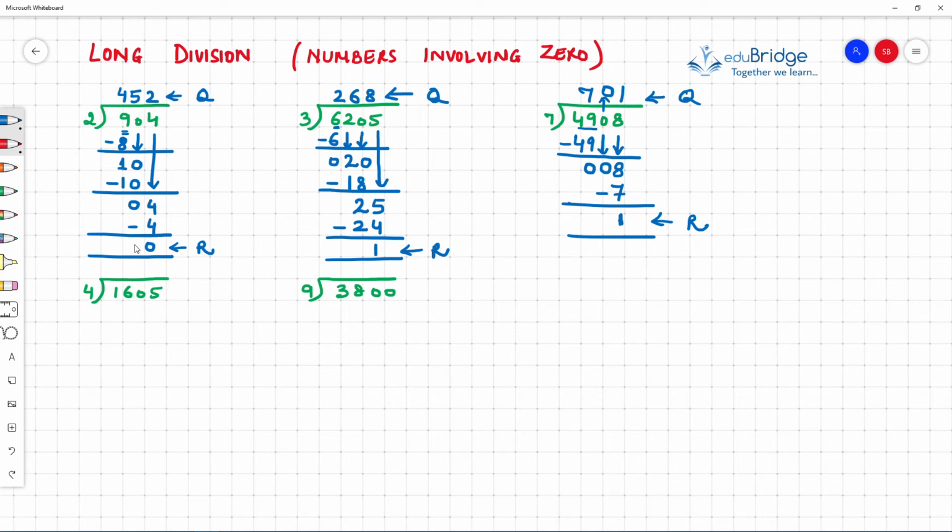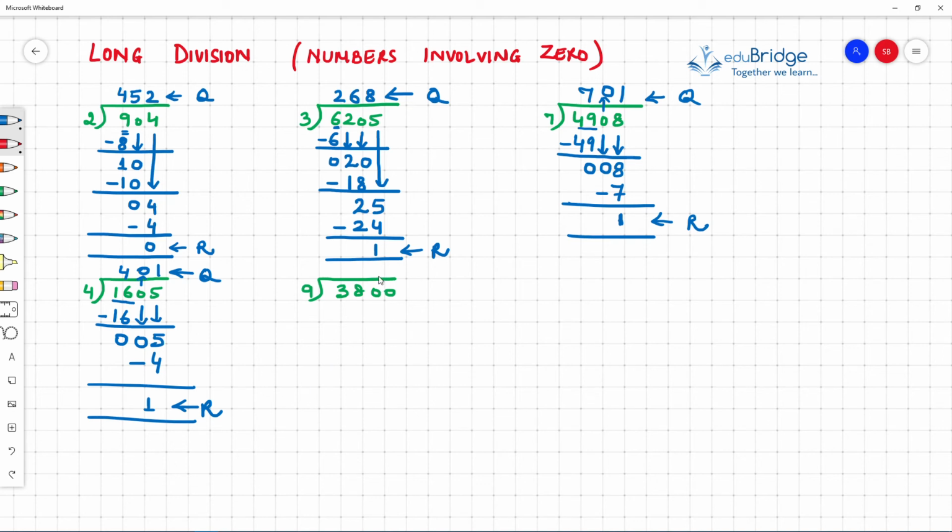1605 divided by 4. Again, we group the numbers because 1 is smaller than 4. 4 fours are 16. Subtract it. 0 here. We bring down this 0. Again, we see that we have two zeros here, so this 0 also goes up. Bring down 5. Divide it. 4 ones are 4. Remainder is 1. So 401 is your quotient and 1 is your remainder.